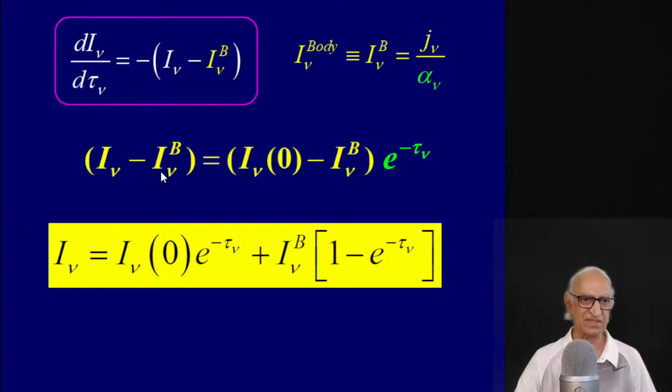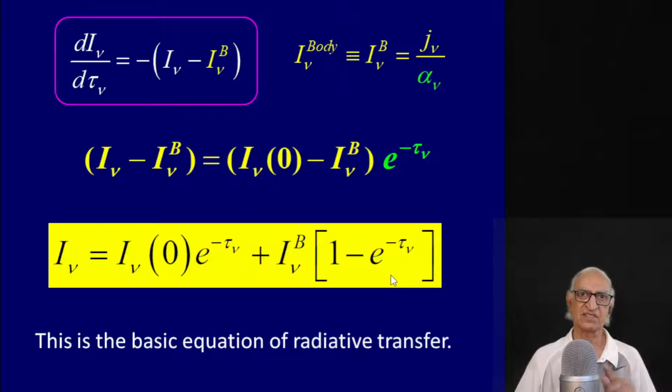Now I can take the second term on the left hand side to the right hand side and rewrite the equation in the following form. I nu, the specific intensity coming out of this medium, is the specific intensity incident on the medium multiplied by e to the minus tau nu, plus the specific intensity added by the medium but multiplied by bracket 1 minus e to the power minus tau nu. Now this is the basic equation of radiative transfer.